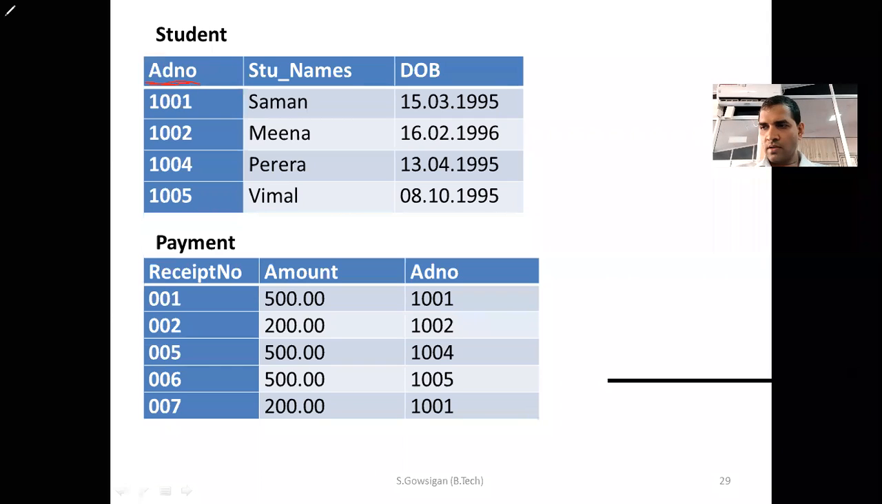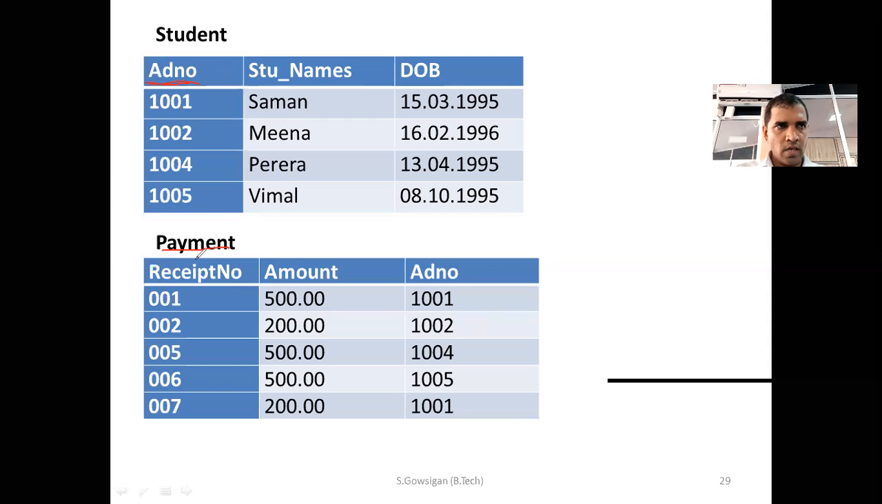Jadukumaran, right? My question is, what is the primary key of the payment table? You can't say the data, right? You have to mention the field name. What is the primary key of the payment table? This table, the payment table. In the student table, admission number is the primary key, right? In the student table, ADNO is the primary key because it has unique data. The other two fields do not have any unique data. That's why ADNO is the primary key.